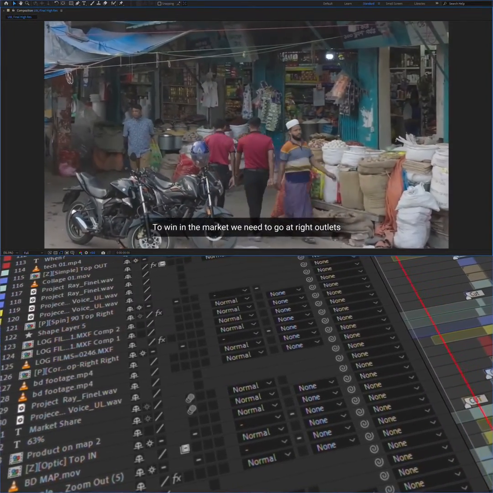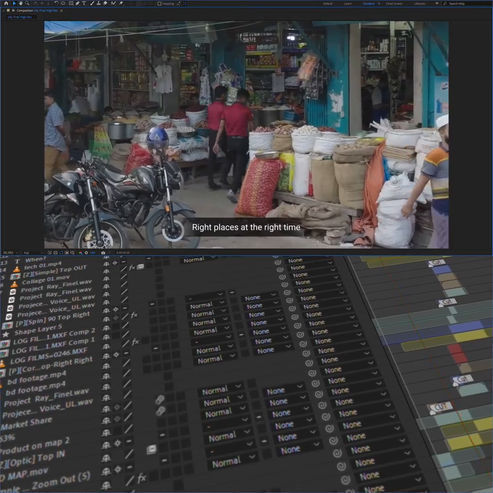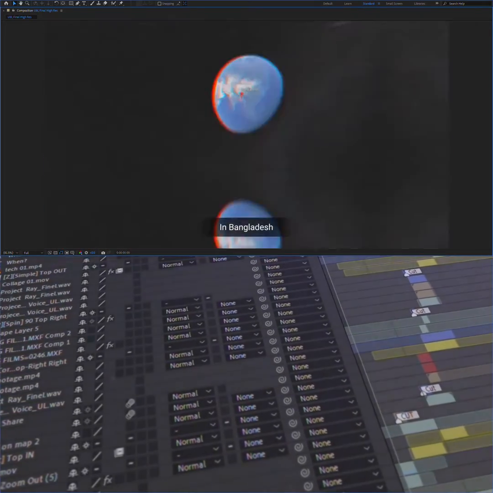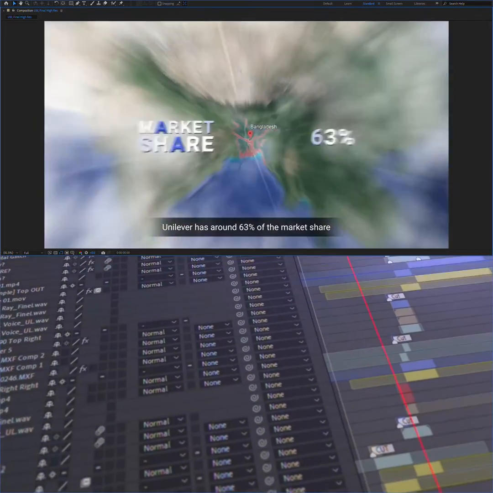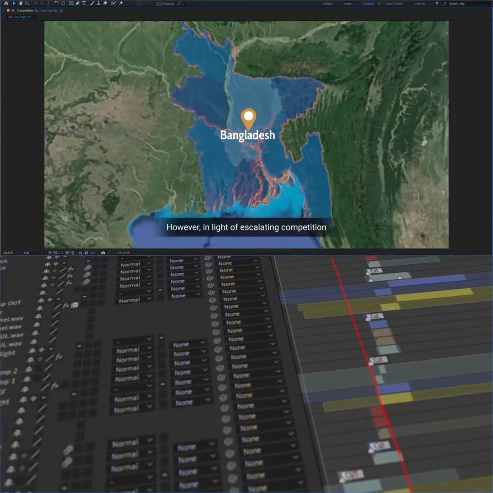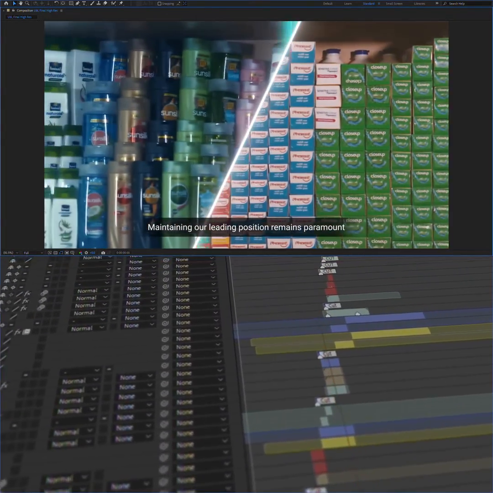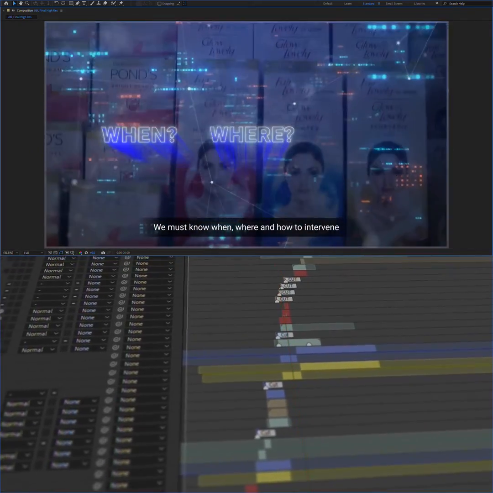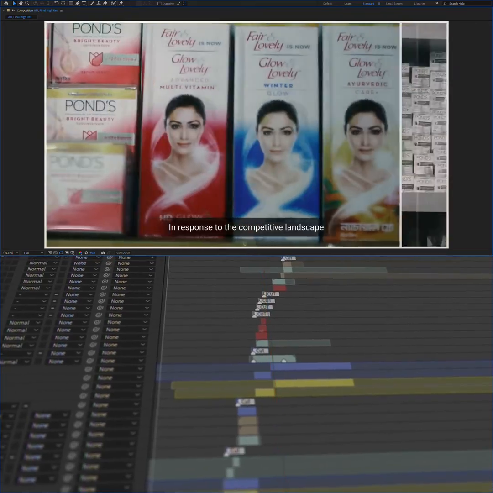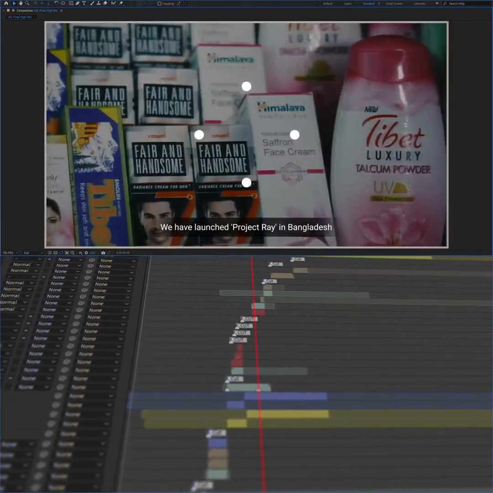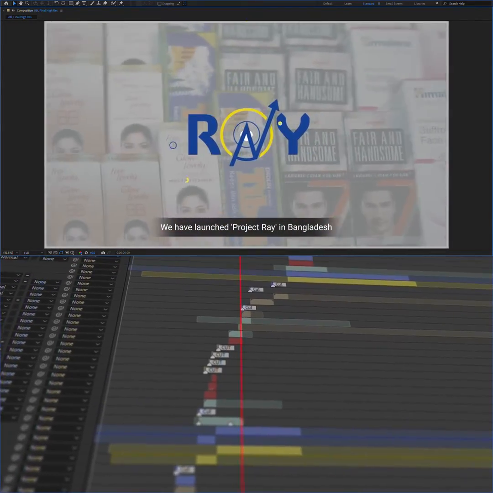To win in the market, we need to go to the right outlets, right places at the right time. In Bangladesh, Unilever has around 63% of market share. However, in the light of escalating competition, maintaining our leading position remains paramount. We must know when, where, and how to intervene. In response to the competitive landscape, we have launched Project Ray in Bangladesh.